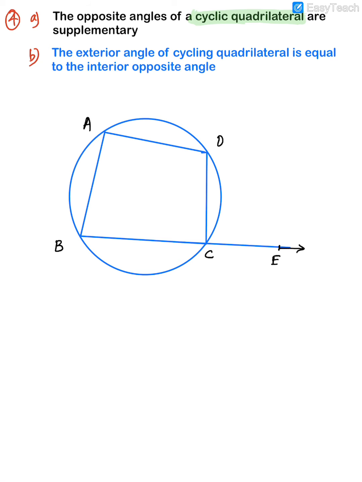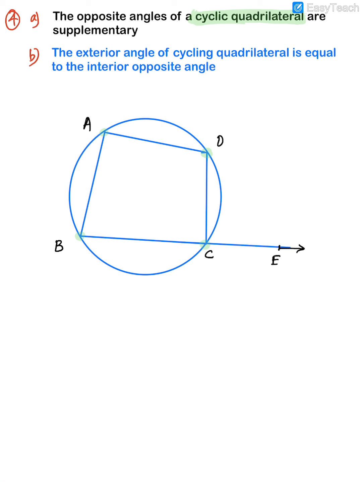Now what is a cyclic quadrilateral? A cyclic quadrilateral is a quadrilateral in which all the four vertices lie on the circle itself. If you have noticed, these four vertices, A, B, C and D, all of them are lying on the circle itself. So the quadrilateral could be any quadrilateral. It could be a square, rectangle, rhombus, parallelogram, trapezium, whatever, or not any standard figure. The only condition is all four vertices have to be on the circle. If they are on the circle, it's a cyclic quadrilateral.